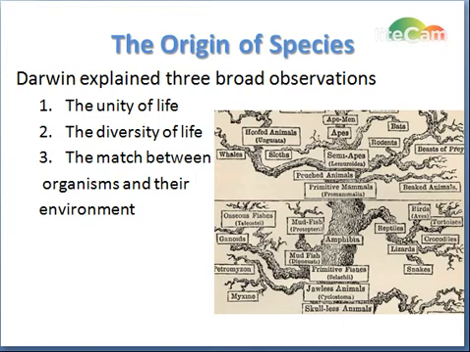This is part 4 of chapters 21 and 22, the PowerPoint on Charles Darwin and on genomic variation. And we left off talking about the three broad observations that Darwin made: the unity of life, the diversity of life, and the match between organisms and their environment. And just a little bit more about the unity of life.